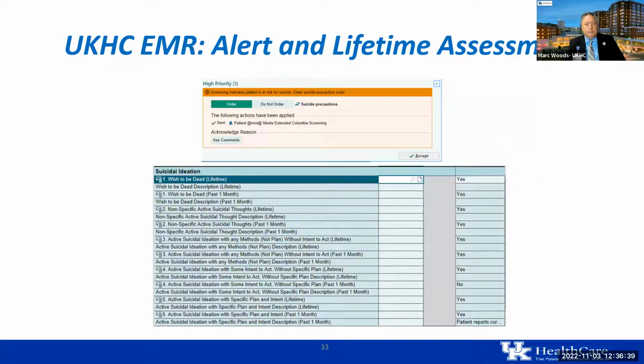Okay, the next slide. This is what that lifetime assessment looks like in our Epic electronic medical record. The icon at the very top is how our psych intake team is notified if there's a positive screen. The physician goes in, clicks the order, hits accept, and that notifies the psych intake team to come see this patient, in the room that they're in, and perform this much more robust lifetime assessment. Okay.